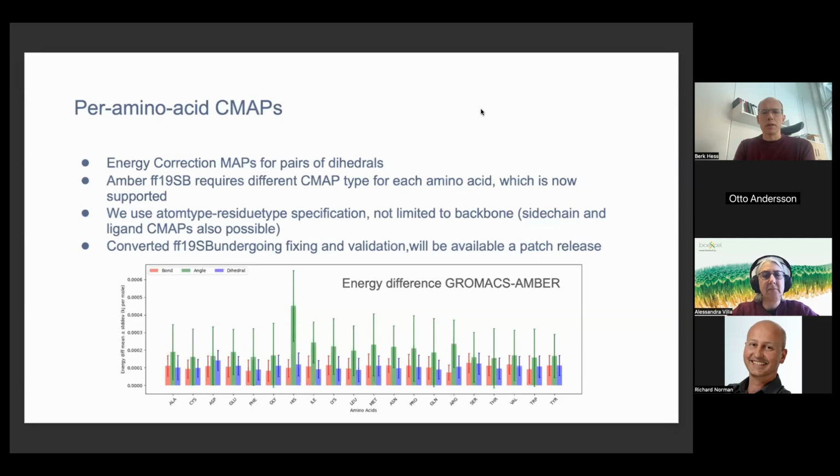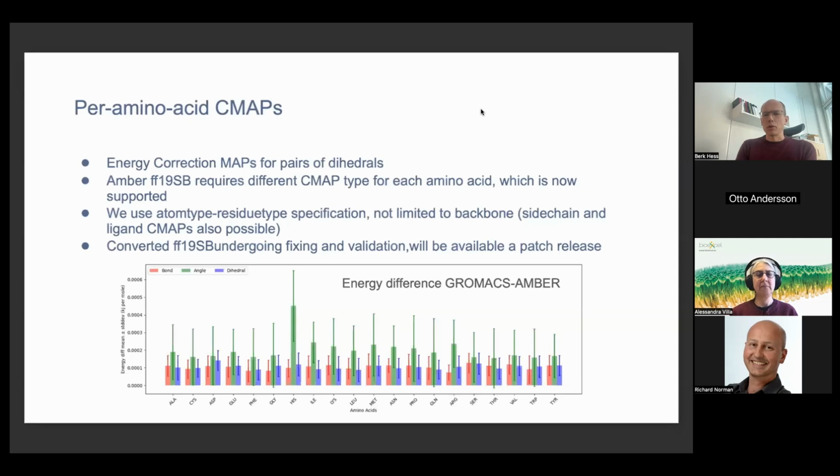That has been present in GROMACS for a long time, a decade or so, probably more. But since the Amber19 force field, so 2019, which is already 5 or 6 years old, that requires different CMAPs for every amino acid, which was not supported in GROMACS. So this has now been added in this release. So in principle, the Amber19 force field is now supported by GROMACS.